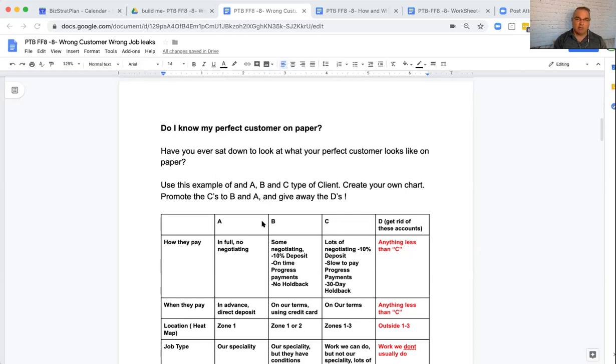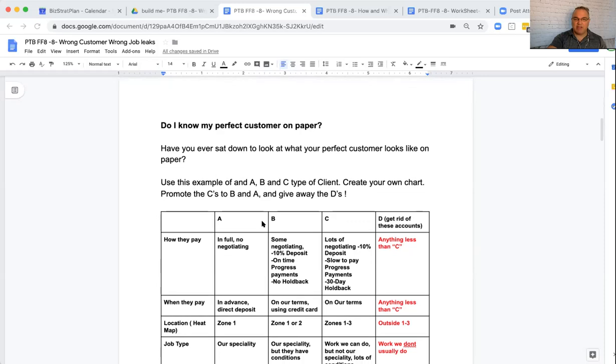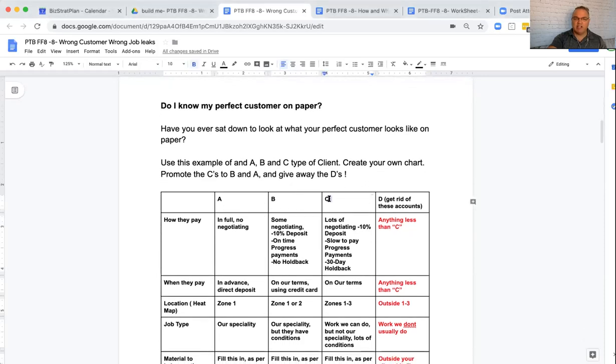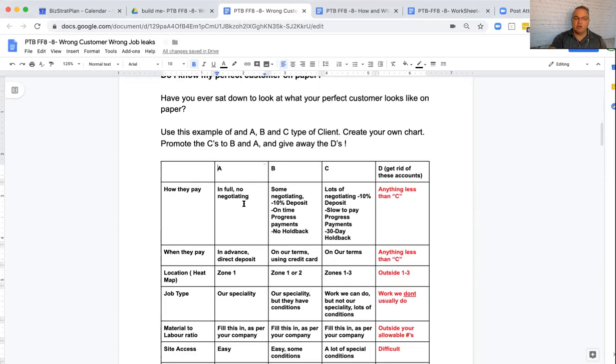That left-hand column is where you're going to define the different components, the different pieces that make up the ideal client. So what I want you to do at the end of this is promote the C clients. We're going to show them how to become B and A clients, and we're going to give these Ds away. So let me define what an A client is. I'm going to define an A client, and we're going to talk about this column A against this column here at the same time, okay?